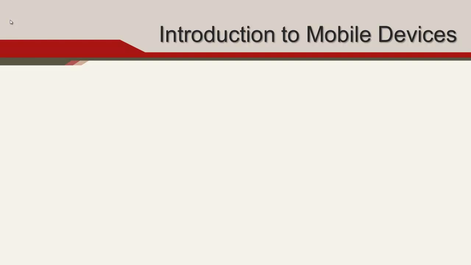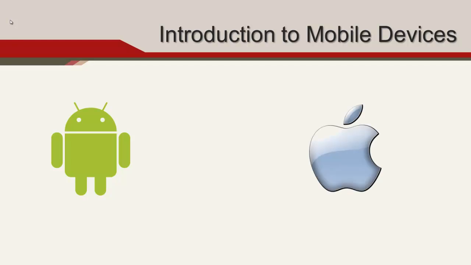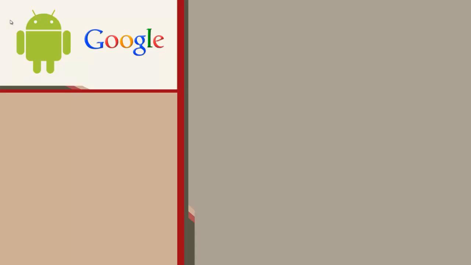In this video, we'll discuss the two major mobile platforms, Android from Google and iOS from Apple. We'll focus especially on the strengths and weaknesses of each platform as it relates to creating your own original mobile apps. Let's begin by discussing the Android devices.